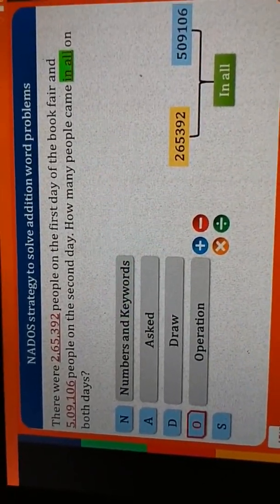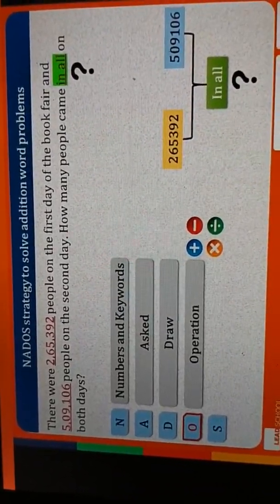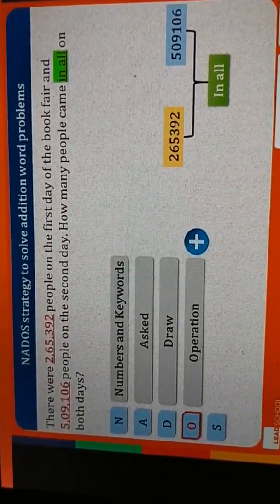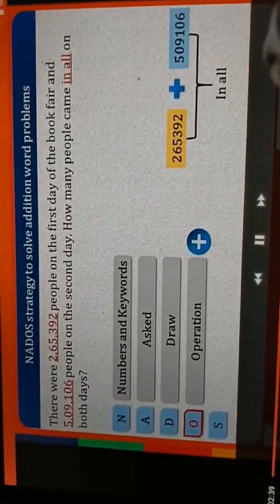We have learnt about keywords. Do you remember in all is used for which operation? Yes, it is used for addition. So, we will add here.